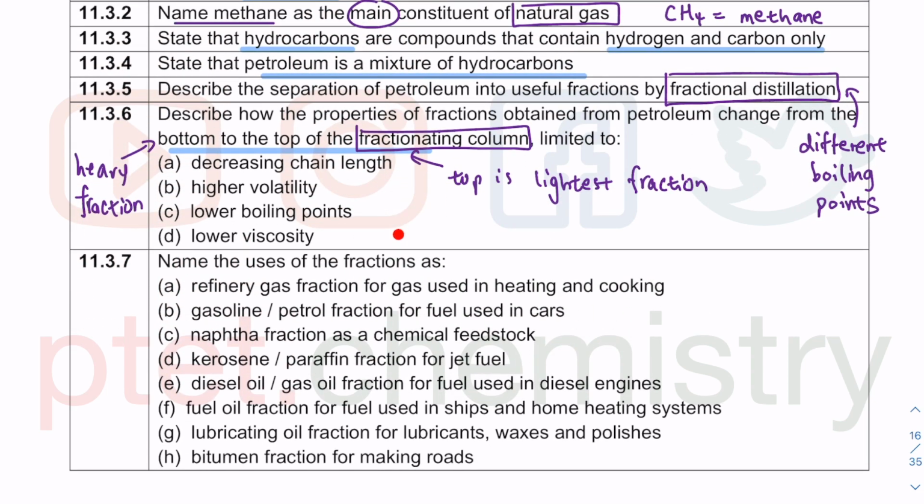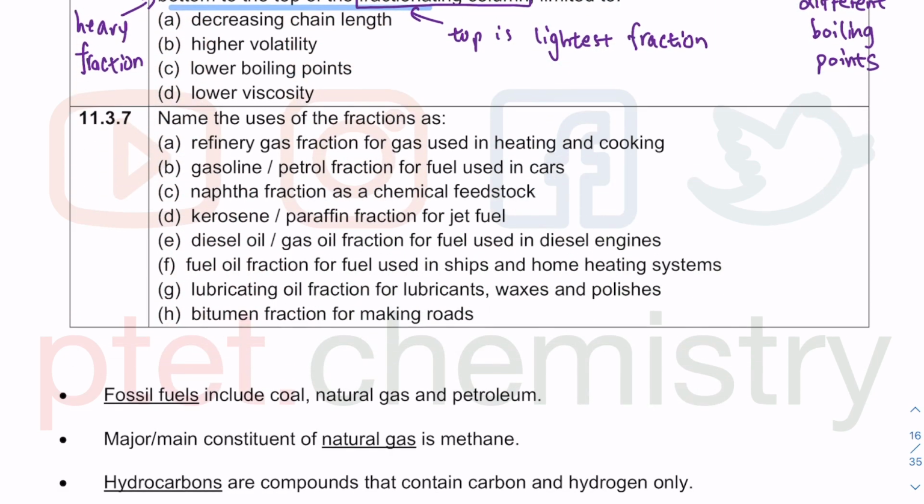We'll talk about all of these as we progress through this particular lecture tutorial. There are a bunch of fractions, and unfortunately these are just naming the fractions as well as the uses. We are supposed to look out for a couple of things. Bitumen is the heavy fraction. It is the heaviest fraction. It will be found at the bottom of the fractionating column. We use it to make roads.